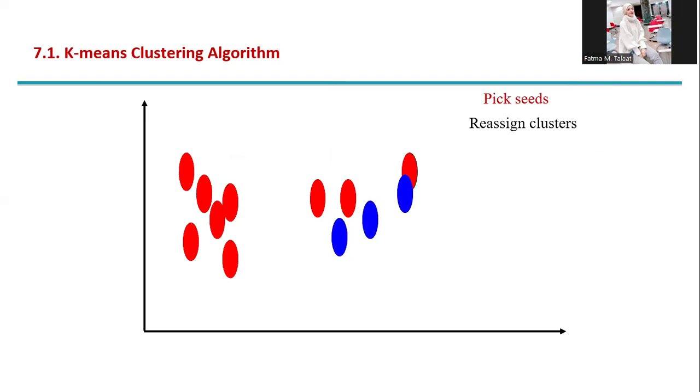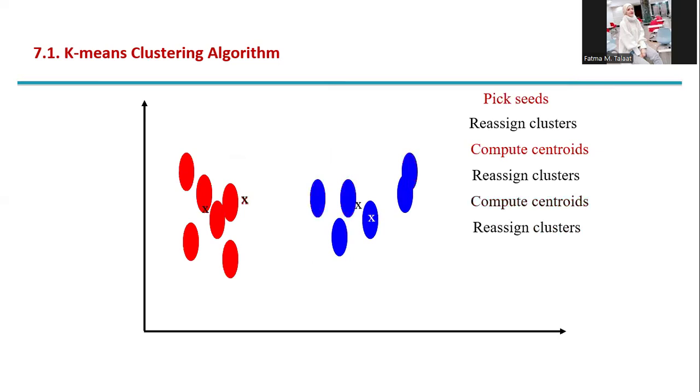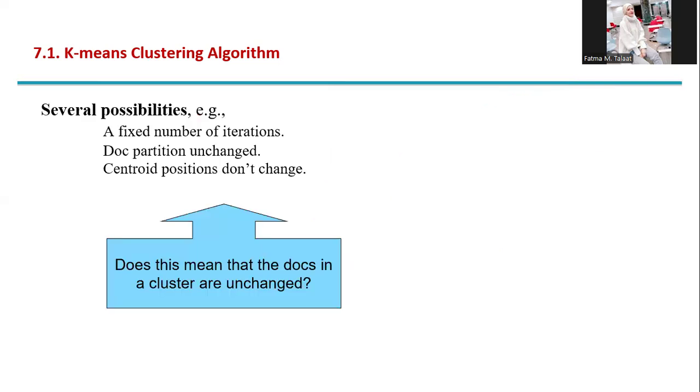So we pick seeds, then reassign clusters, compute centroids, reassign clusters, compute centroids again, until converged, until we reach the best result. Several possibilities: fixed number of iterations, document partitions unchanged, or centroid positions don't change. Does this mean that the documents in each cluster are unchanged?